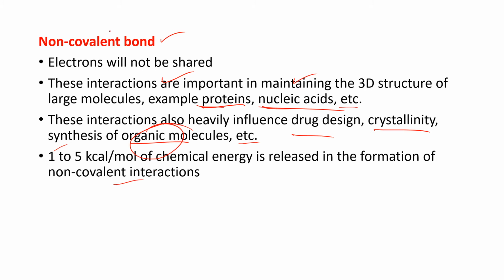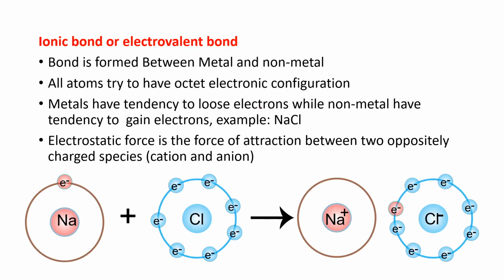So this is about non-covalent. Non-covalent means which is not a covalent bond. Okay, and next is the ionic bond or electrovalent bond. So this bond is found between the metal and non-metals. So here the sodium is the metal and chlorine is the non-metal. So all atoms try to have the octet electronic configuration. Octet electronic configuration means the 8 electrons in the valency shell, that is known as octet, or 8 electrons in the outermost shell. So the electrons which are present in the valency shell are known as valence electrons. So each and every atom tries to have 8 electrons in the valence shell.